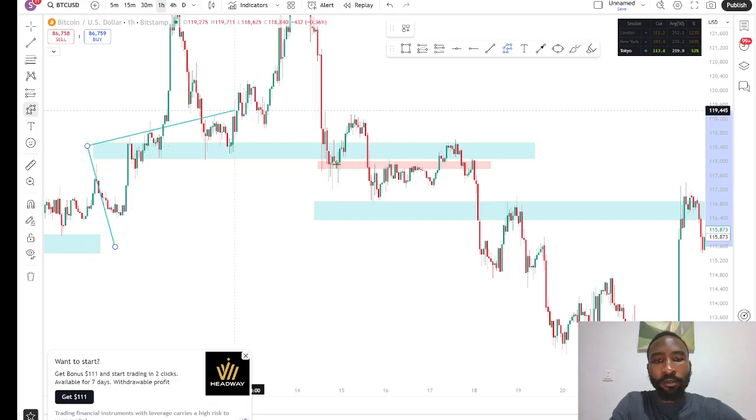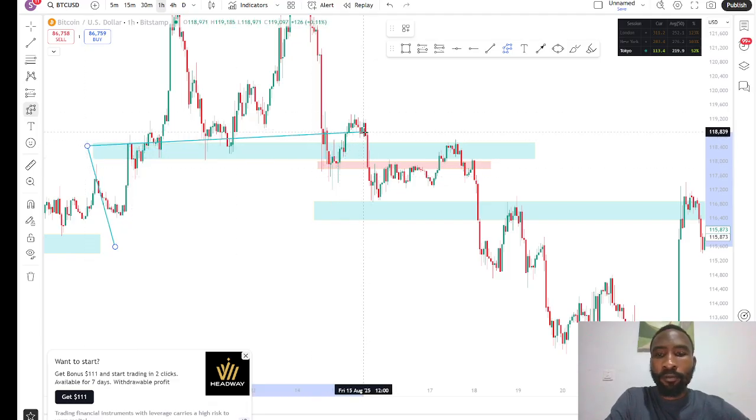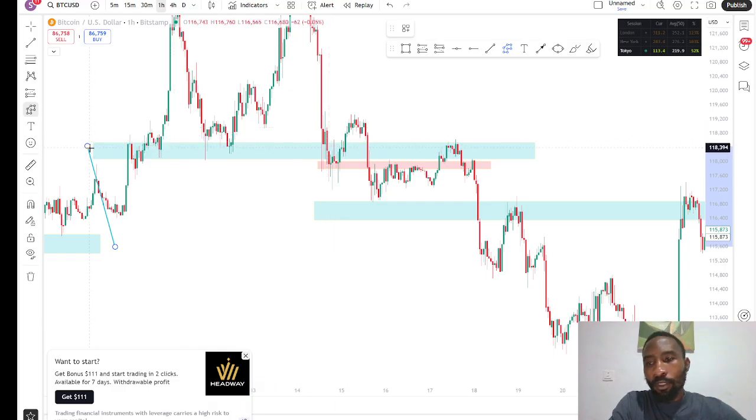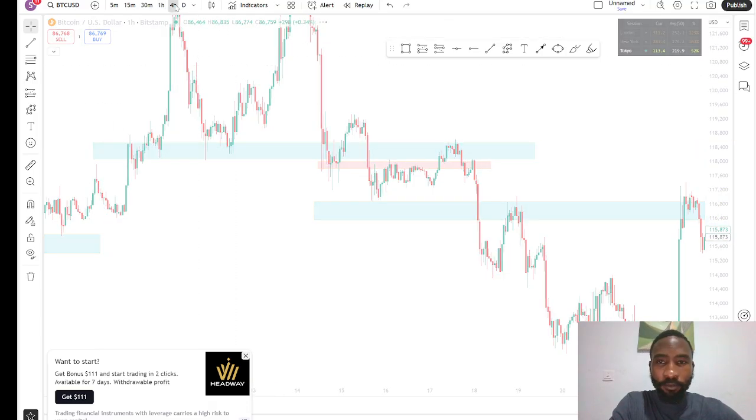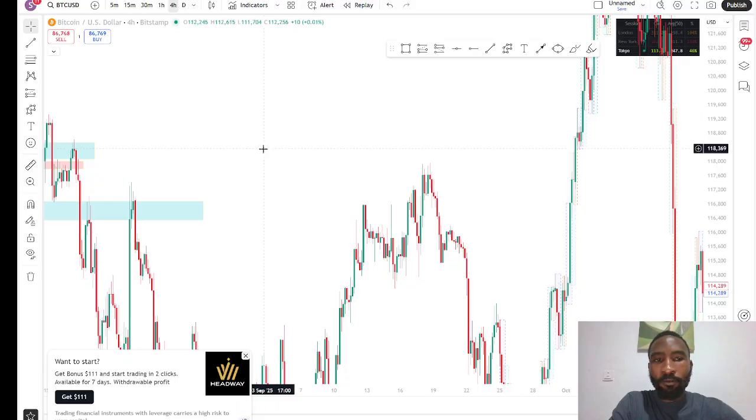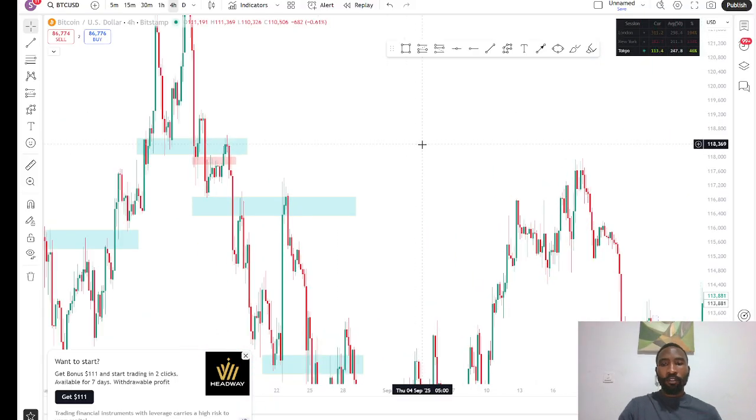So now I've drawn this zone. Let's start again from the 4 hour time frame. If you really want to draw your area of interest, you have to start from the 4 hour time frame as a day trader. Then you go all the way to 1 hour. Then you can start looking for your entry with the 15 and 5 minute time frames.